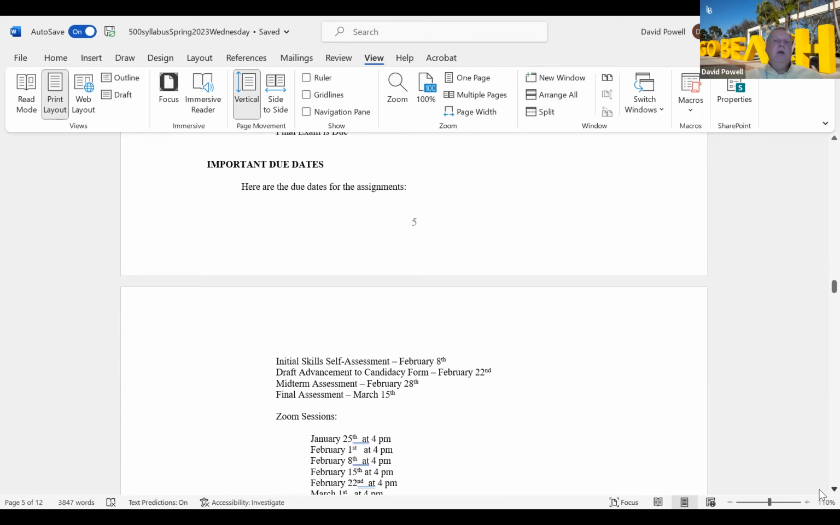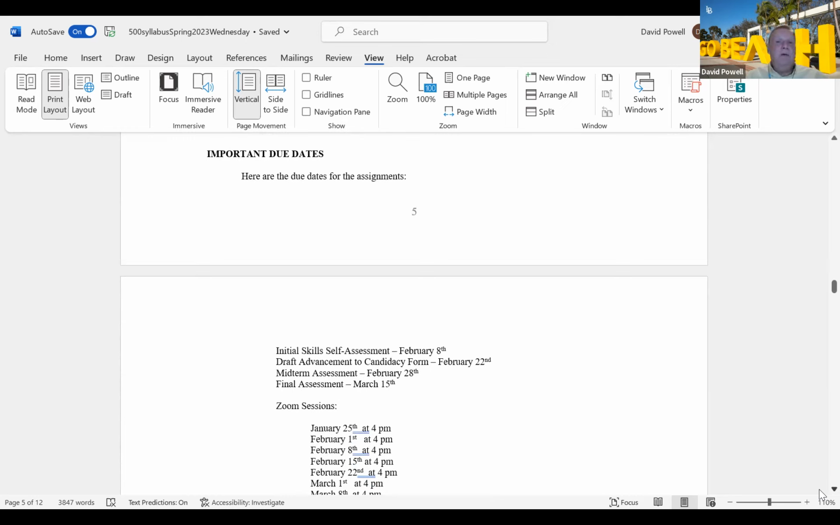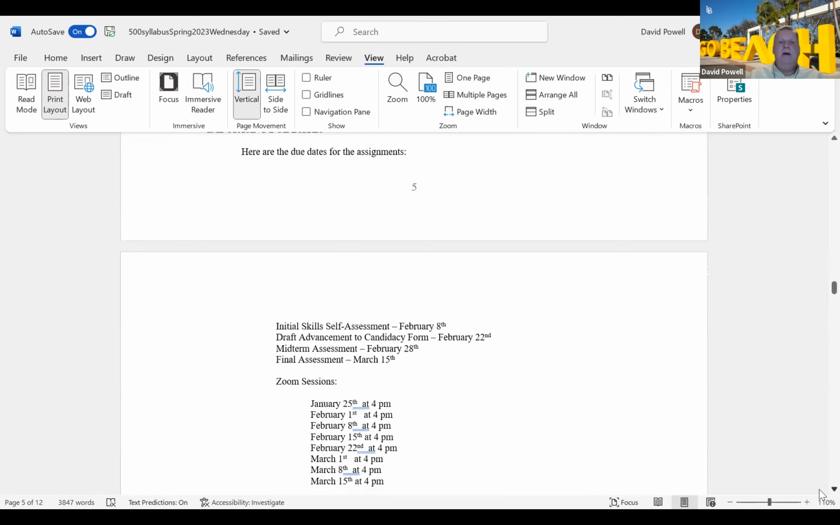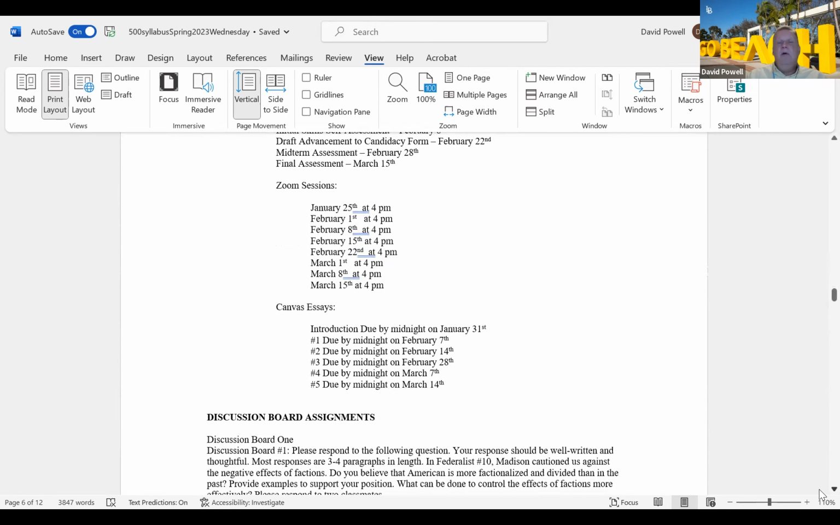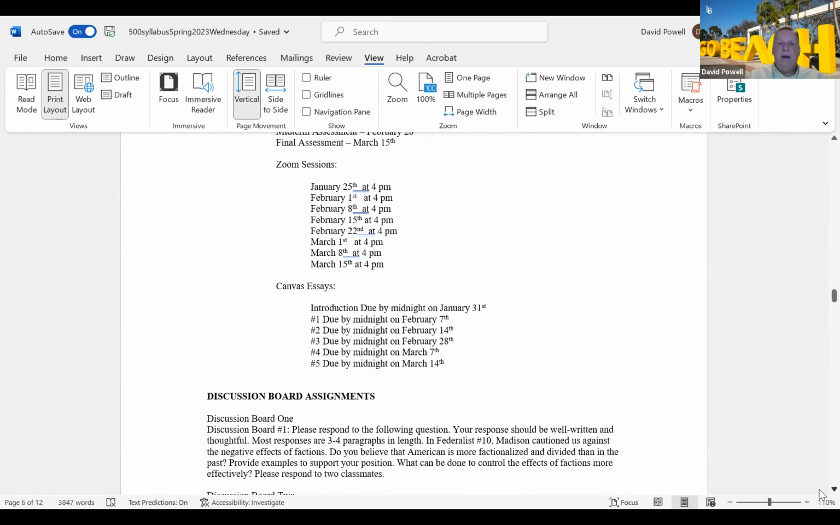For your one-stop shopping convenience, I provided you with a list of the important due dates for assignments. So your initial skills self-assessment is due on February the 8th. Your draft advancement to candidacy form is due on February 22nd. Your midterm assessment is due on February 28th, and your final assessment is due on March 15th. You have all our 8 Zoom sessions listed there for you, always beginning at 4 p.m.